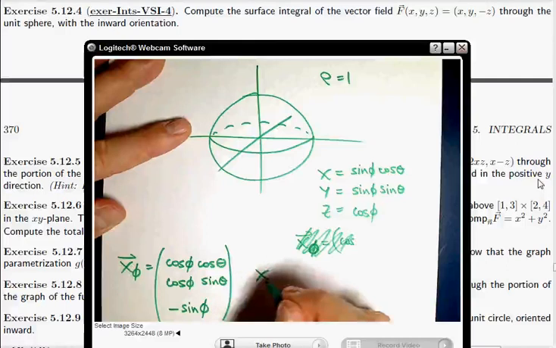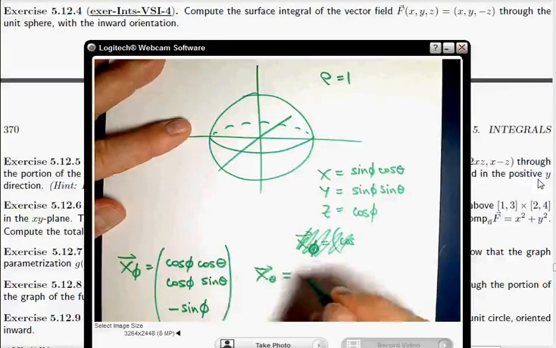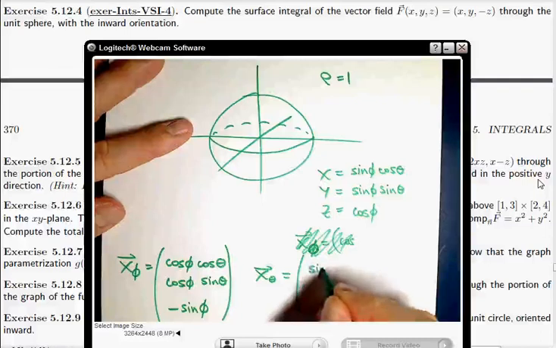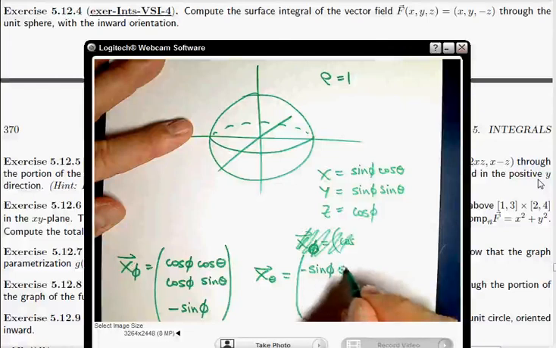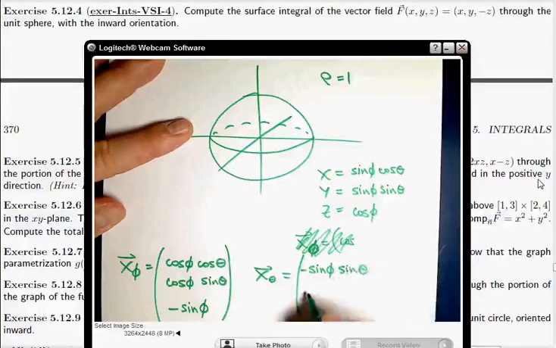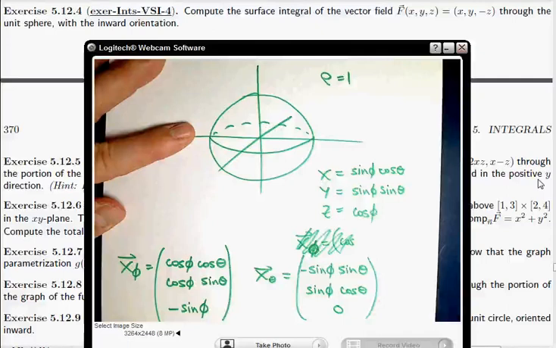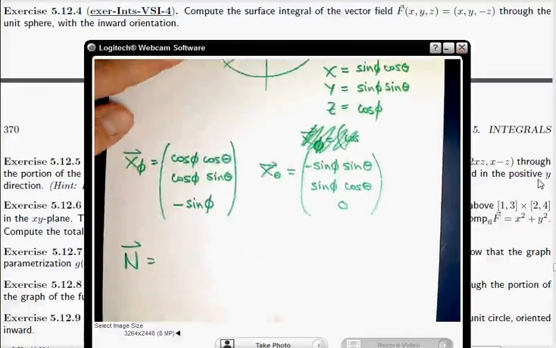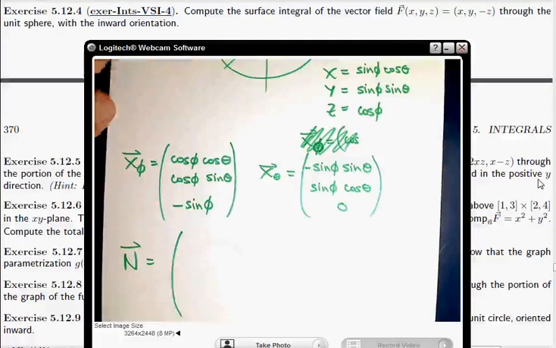Let's see here, x theta. So now theta partials of all this stuff, and we get negative sine phi sine theta, sine phi cosine theta, and 0. And then our normal: the cross product of these two things.